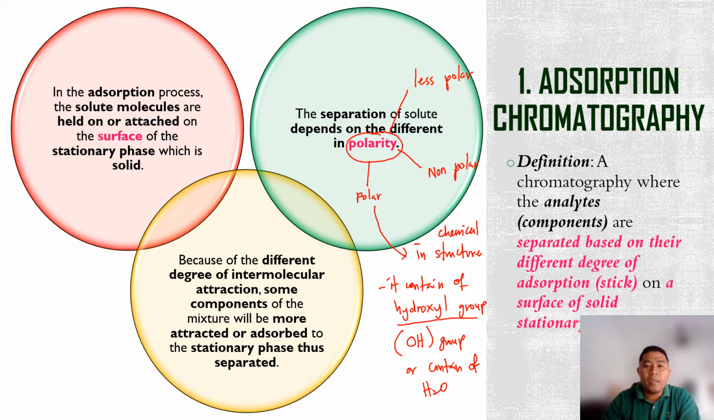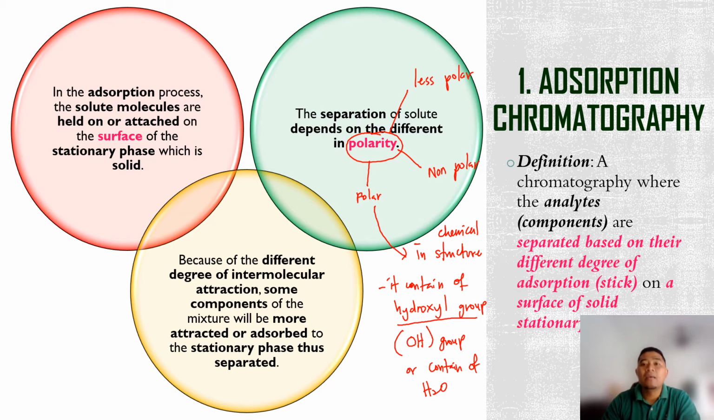Okay, if polar, in chemical structure it contains a hydroxy group. Normally when we say polar, it contains a hydroxy group, OH group, or contains H2O, or has a lone pair. We know how to determine whether a compound is polar or non-polar. You learned in section 138 the Lewis structure. If you don't know the Lewis structure, then in organic chemistry too, you learned which compound is less polar, non-polar or polar. Okay, because of the different degree of intermolecular attraction, some components of the mixture will be more attracted or adsorbed to the tertiary phase, thus separated.